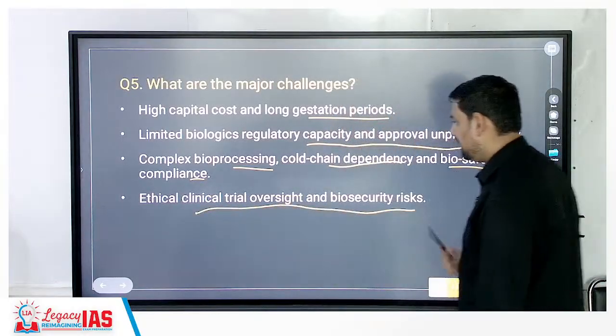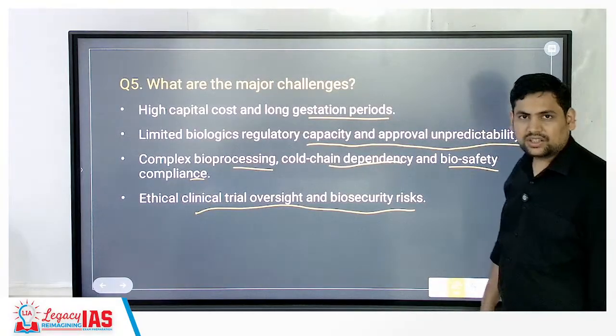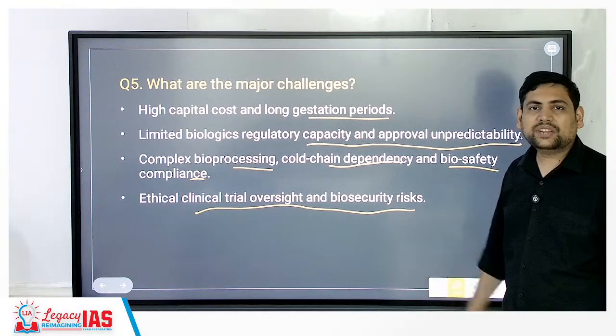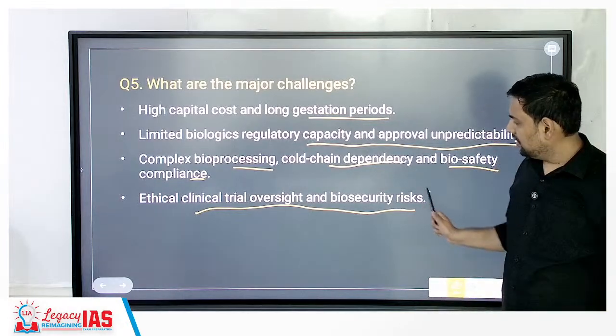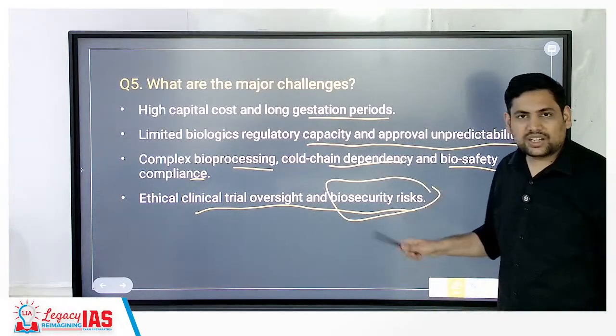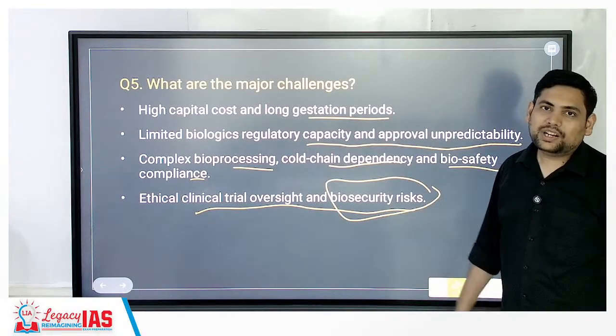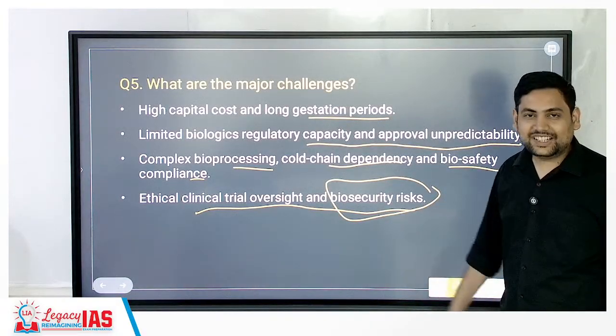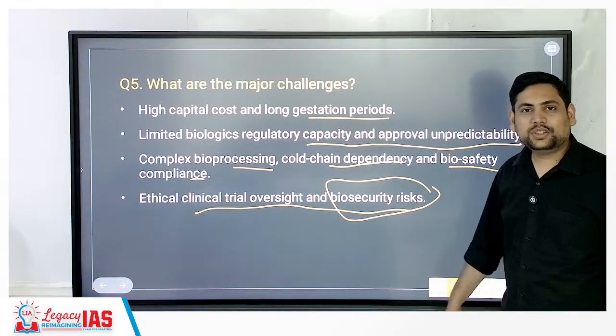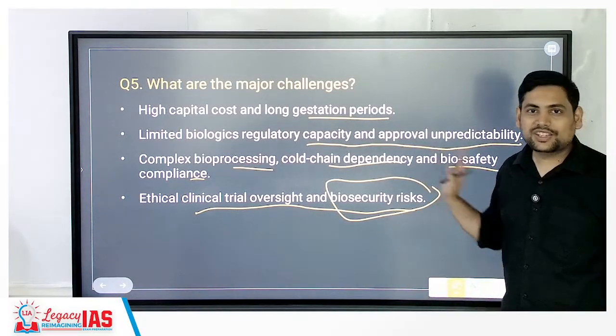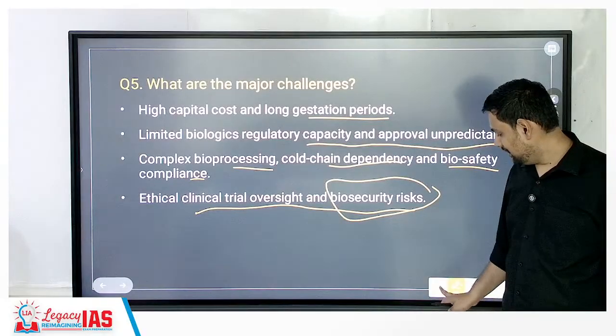Ethical clinical trials, oversight and biosecurity risk. Now, of course, once you start dealing with biopharmaceuticals, there are also major risks here, not like the chemicals, correct? Because now you're using living things. If you remember, something happened in 2019 and the whole world had to stop. Something they were doing with some biological organisms, some living thing.